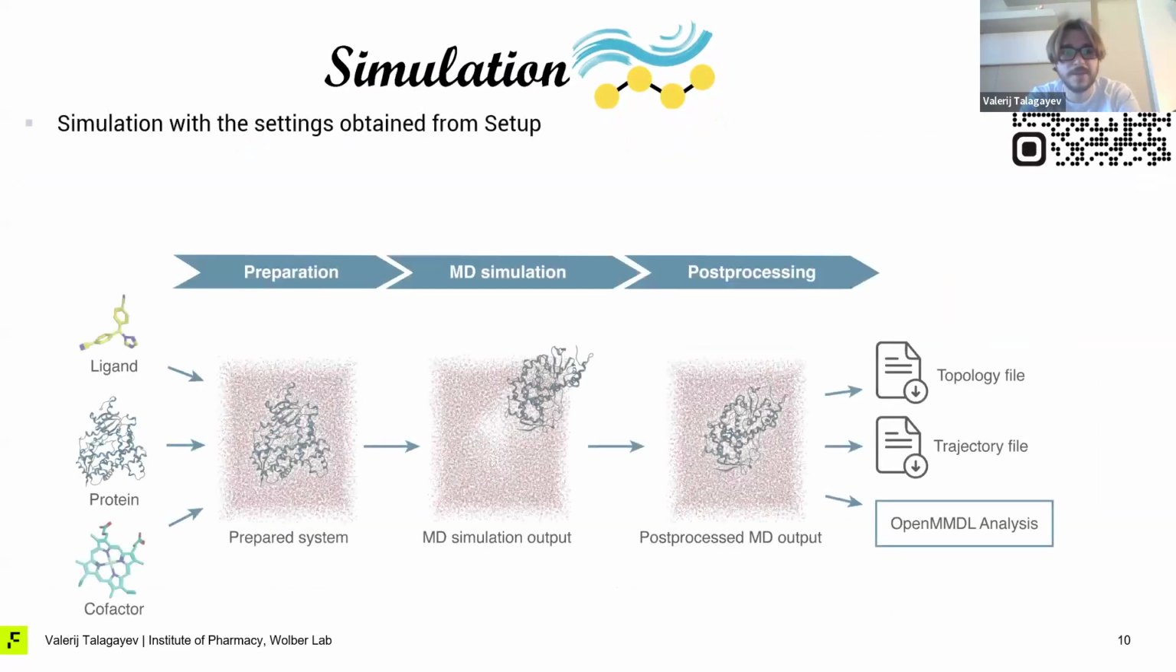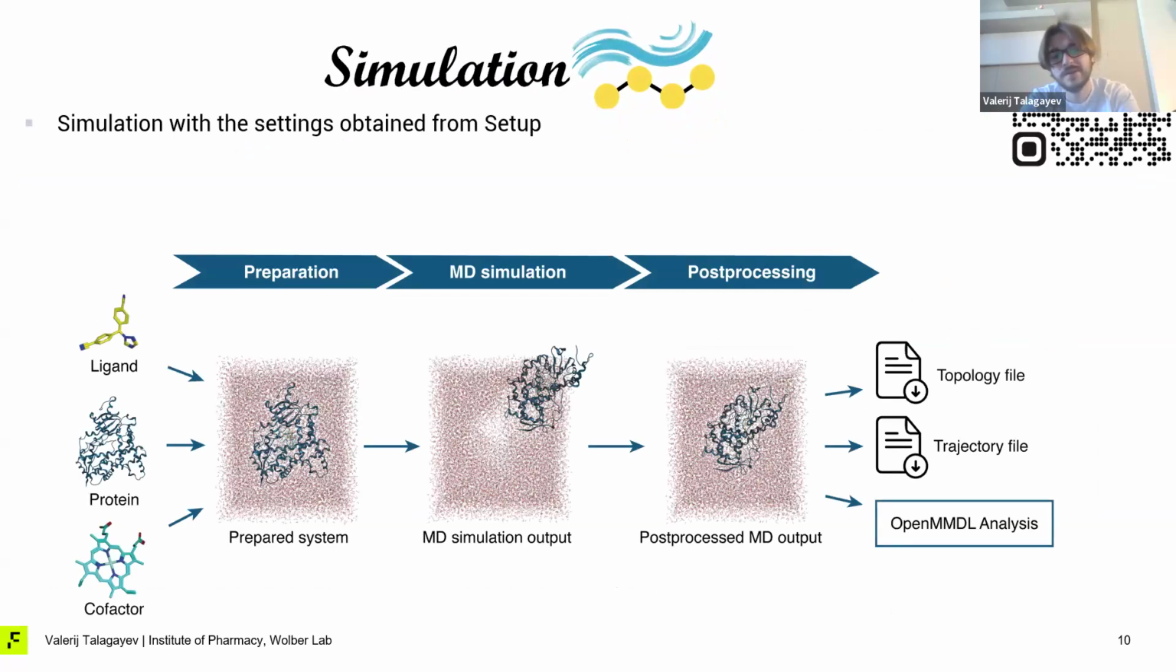And what it does is that it takes your ligand, your protein, and a cofactor, if you have one, and puts them all together, then solvates them or places them in a membrane so that the system is prepared. Then it runs the MD simulation, and afterwards, it's quite often the case that there are some annoying things, like your protein is outside of the water box, or the water box is moved from your original coordinates.